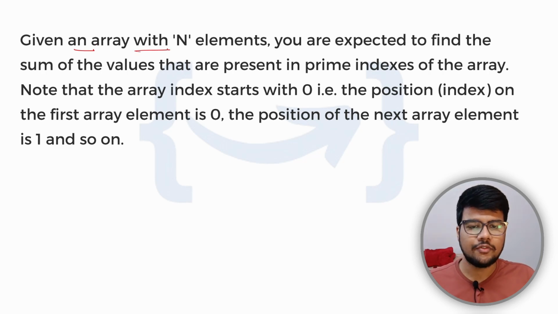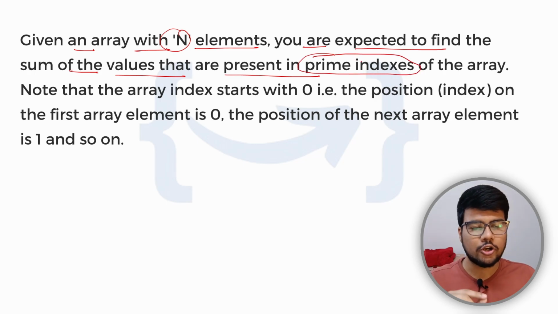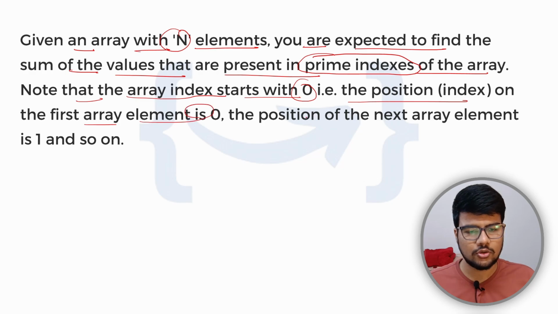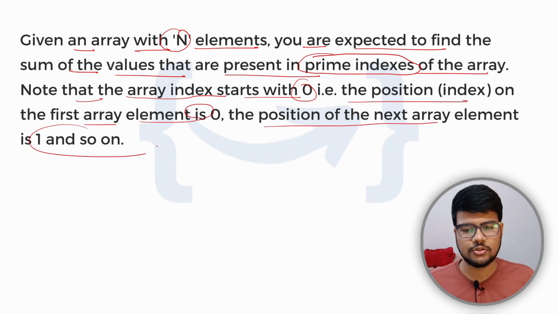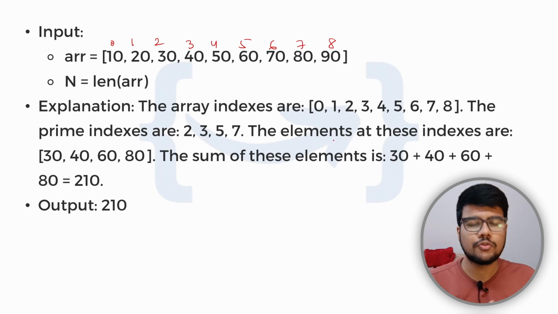Given an array with n elements, you are expected to find the sum of the values that are present at prime indexes. This is the clue for what we need to do in our code. Note that the array index starts with 0. The position index of the first array element is 0, and the position of the next element is 1. So it's a basic rule. We have an array with indexes 0, 1, 2, 3, 4, 5, 6, 7, 8. Let us move to the notepad and observe this question thoroughly.